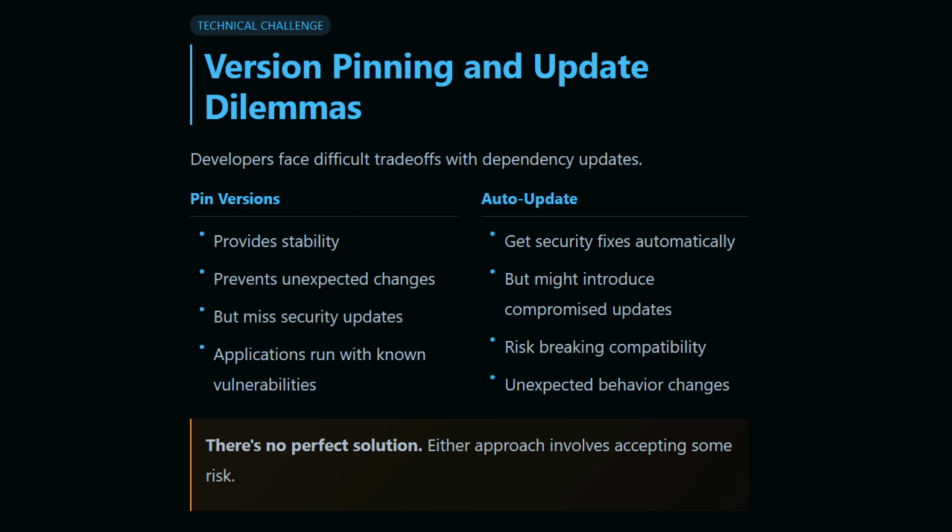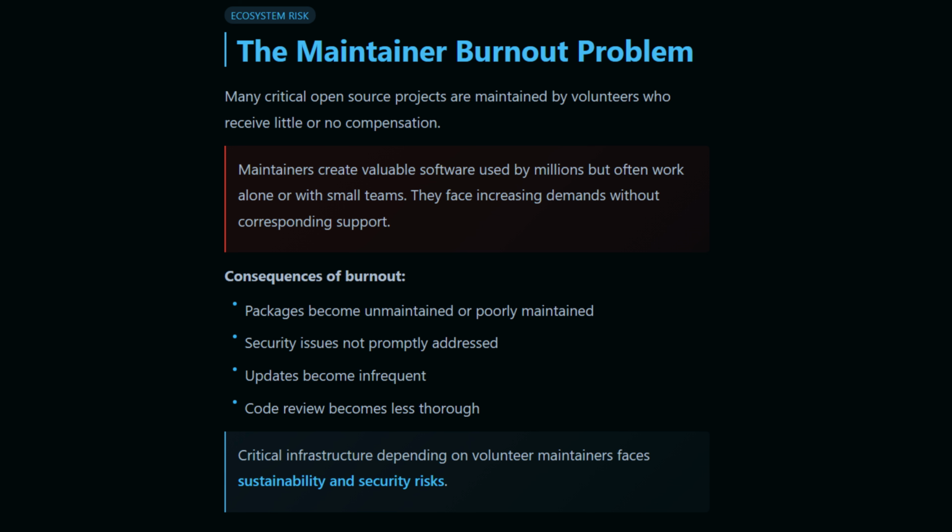Many critical open source projects are maintained by volunteers who receive little or no compensation. They're not paid. These maintainers create valuable software used by millions, but often work alone or with small teams. They face increasing demands, feature requests, bug reports, security issues, without corresponding increases in support or compensation.